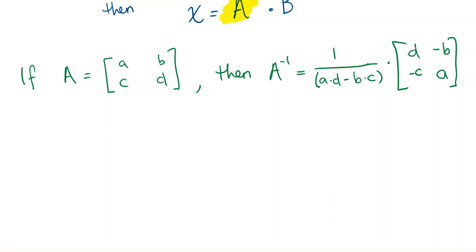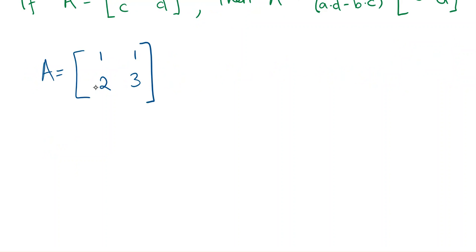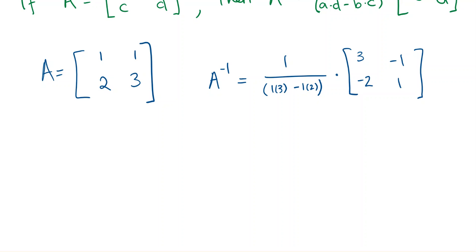For our problem, we started off with matrix A being equal to 1, 1, 2, 3. So then by this formula, we know that A inverse must be 1 over, okay. Pause the video and write out the remaining part of this expression. And we would get 1 divided by 1 times 3 minus 1 times 2, all times the matrix where we've switched the order of the main diagonal and changed the signs on the off diagonal to the opposite of what they were originally.